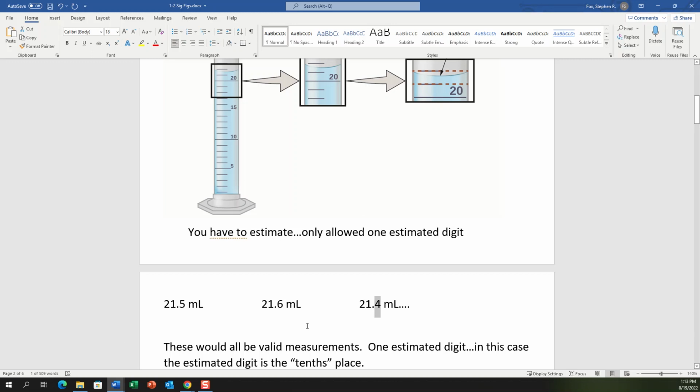So we're certain that it's 21 point something. And we know it's not 22. We know it's below 22. So I know it's in between 21 and 22. So it's 21 point something. But whatever that something is, that's up to the person taking the measurement.